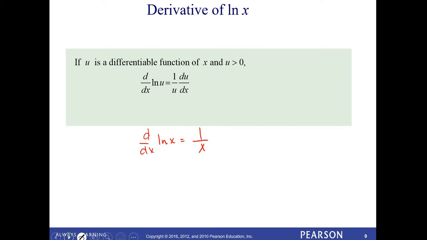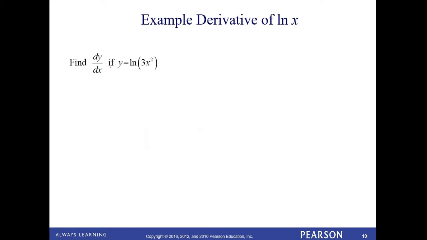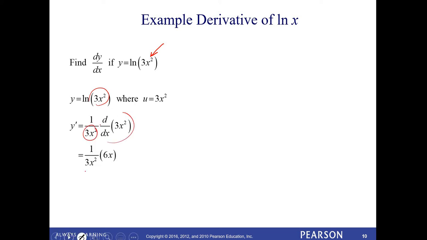Let's try one with a chain rule. Find dy dx if y equals ln of 3x squared. That's what we're going to have to do our chain rule on. So again, our function is ln of 3x squared. We're using u as 3x squared. So the derivative of ln is 1 over whatever this is times the derivative of the base, and that gets us this, and we can simplify this to 2 over x. So ln's and exponentials, pretty simple.